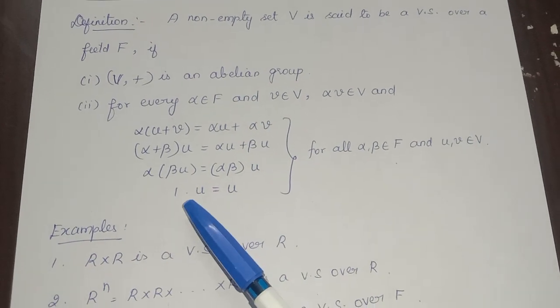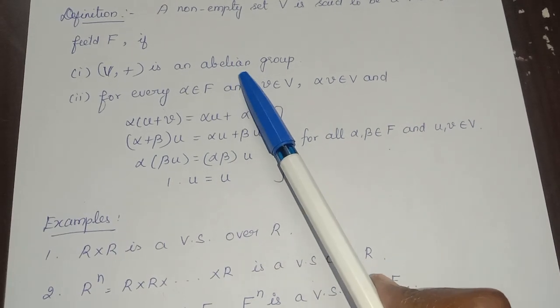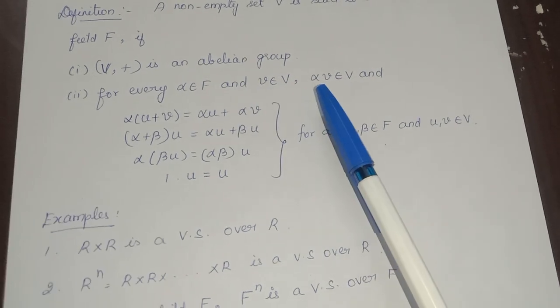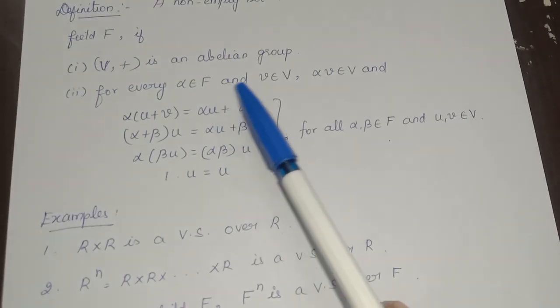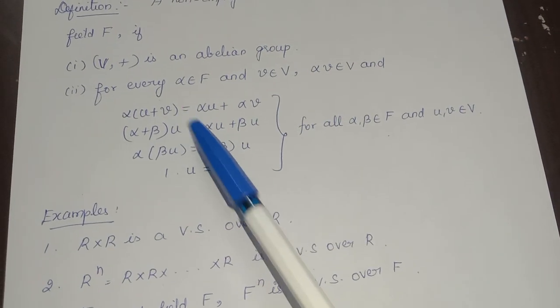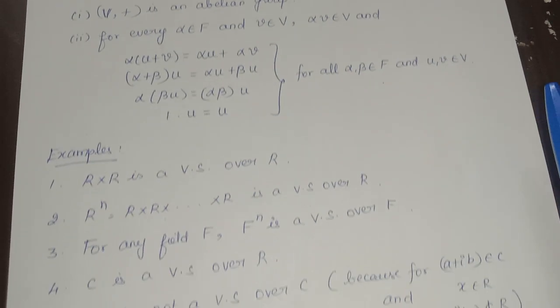Right. So for a vector space, what do you have to check first? Abelian group with respect to addition, and then the scalar alpha and vector v, their product is again a vector and it should be in V. Then the remaining conditions have to be satisfied. Let's see some examples of vector spaces.